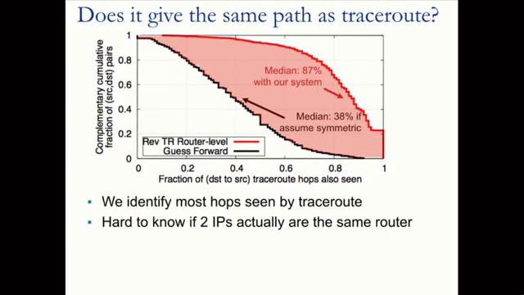What you would be forced to do now is just to assume that the paths are symmetric. And this black line shows how well you do if you just assume and guess that the paths are symmetric. So you get a median of 38% of the hops right. The red line shows our system. In the median case, we got 87% of the hops that you would get if you were able to issue a direct traceroute. And the benefit of the system is basically the shaded region here.